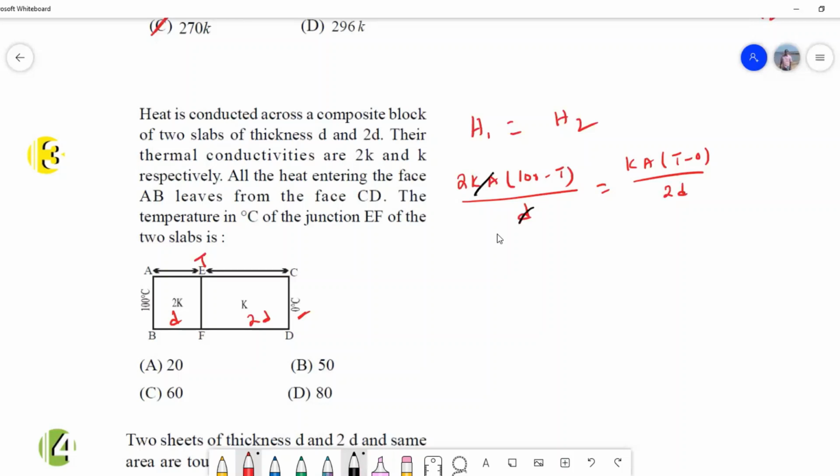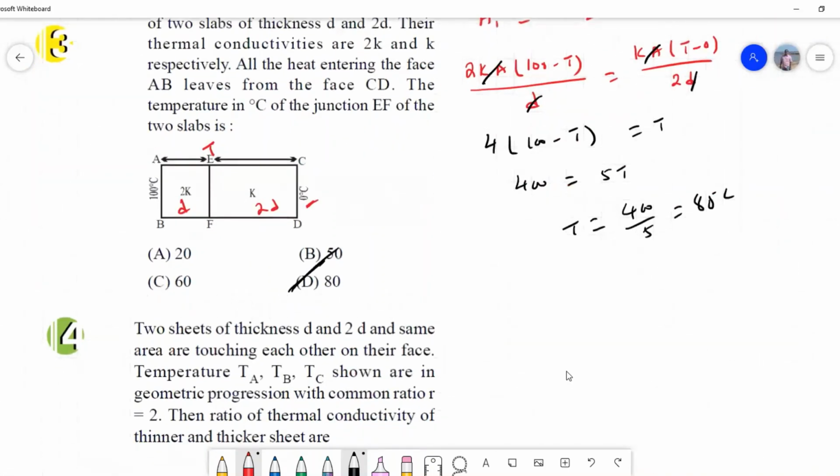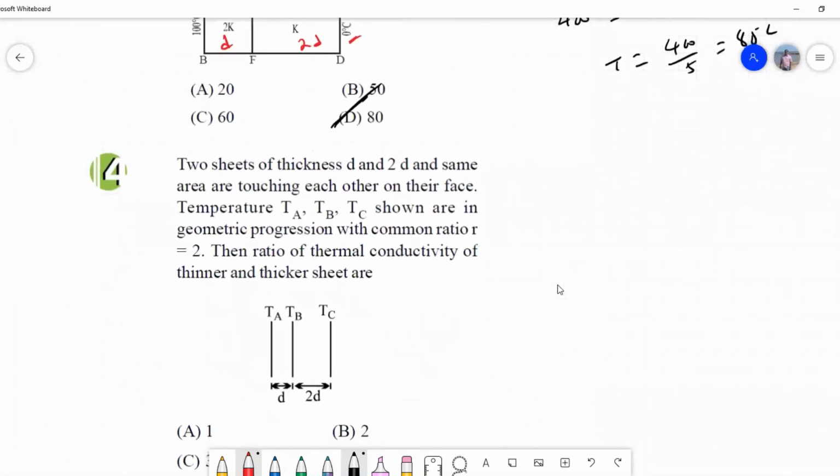So KA by D cancels. Now you just cross multiply: 4 times (100 minus T) is equal to T. So 400 is equal to 5T, and T is equal to 400 by 5, which is 80 degrees centigrade. So the answer is option D. Again, it is based on the transfer of heat currents only.